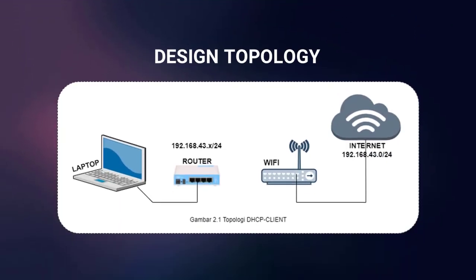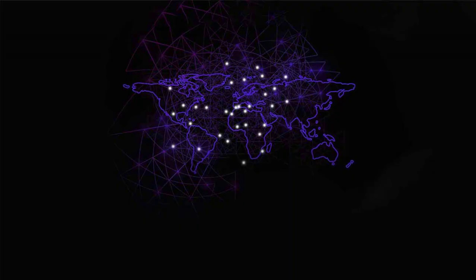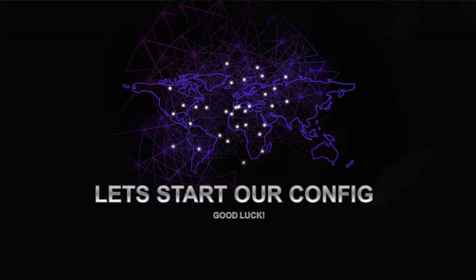This is the topology for DHCP client configuration. I've configured the wireless for internet access and it's already running. Okay, without any further ado, let's start our config.